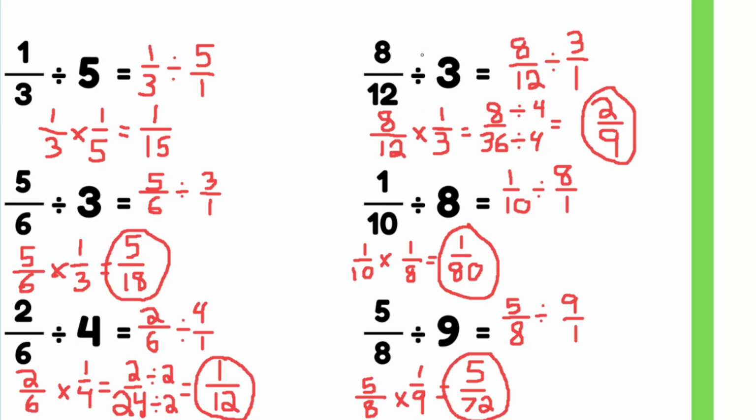For the first one here, 8/12 divided by 3, I did keep, change, flip, and I got 8 over 36. I simplified it down to 2/9. 5/6 divided by 3, I ended up getting 5/18, and there is no way to simplify that, so it's already in its simplest form. 5/18 is your final answer. 1/10 divided by 8, I got 1/80th, and my numerator is 1. I can't simplify anymore, so 1/80th is my final answer.